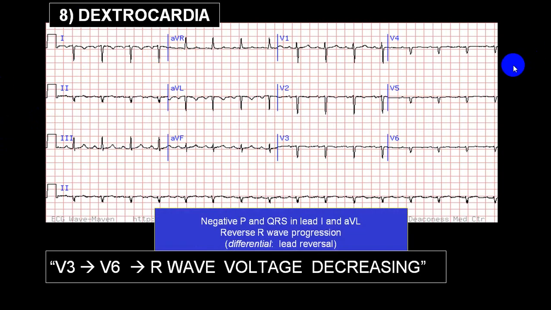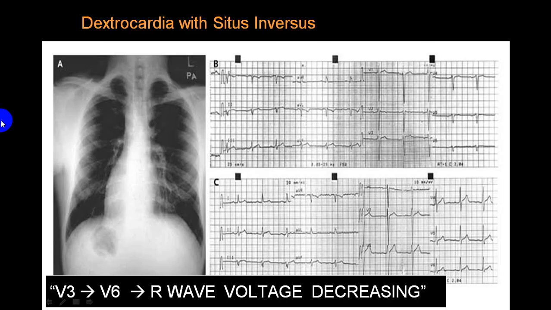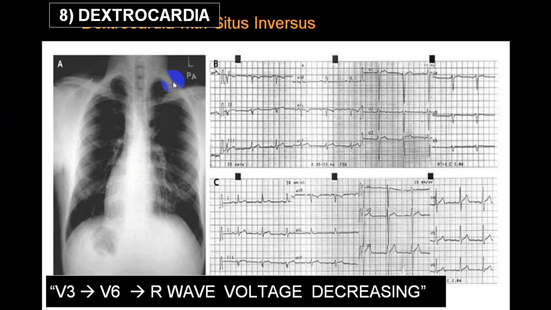Now, negative P wave and QRS complex in lead 1 and AVL, and there is a reversal of R wave progression. You must differentiate from lead reversal. I'll show you a lead reversal now. Now this is a dextrocardia. In the X-ray also you can see that this is left side, this is right side. So the apex is towards the right side, and you can even see this gastric bubble. So that is on the right side. So this is dextrocardia with situs inversus.